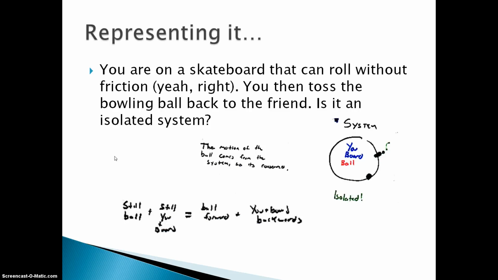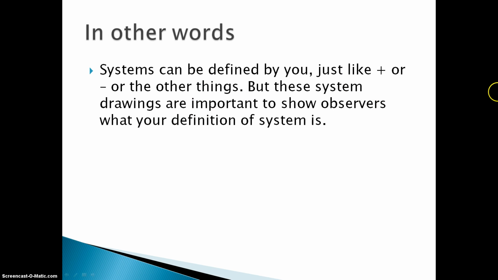This is kind of the thinking you need to do, and you will be doing with me over the fourth topic. In other words, systems can be defined by you, just like positive and negative of the other things. So you can define what a system is. But to make sure everyone's on the same page, you need to draw these little system drawings to make sure everyone knows what the system is. And what's really neat is that the AP exam for the first time is actually going to include these little circles and the next kind of graphs I'm going to teach you in, I believe, a day or so. So you're going to get really used to this because this is what you're going to be seeing.